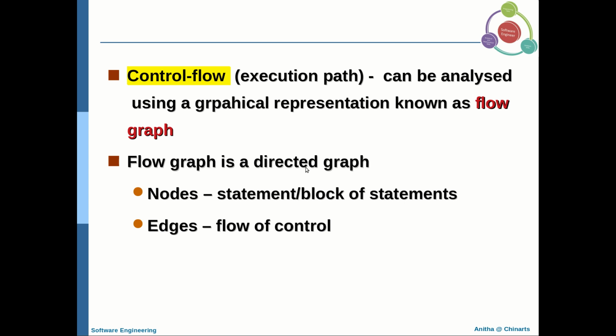The flow graph is nothing but a directed graph. We will see an example of a flow graph also. It's a directed graph which will have a set of nodes and edges. Each node will represent one statement, or it may be a block of statements. The same way, each edge of the program represents flow of control, the execution from one statement to another statement. So if you have an edge from S1 to S2, that means after executing S1, it goes to S2. That is what edges are.